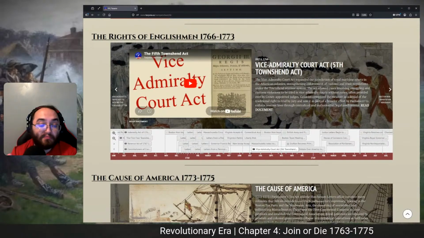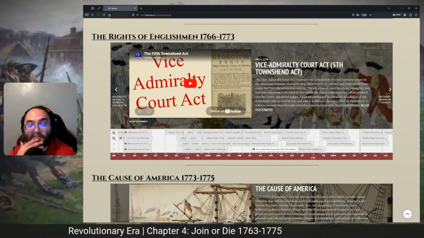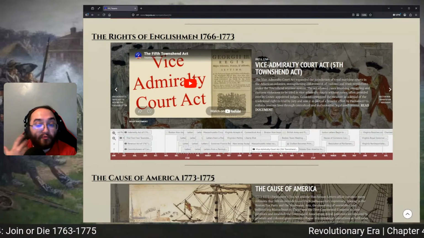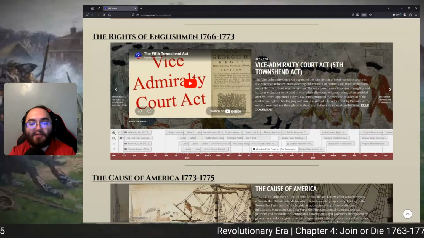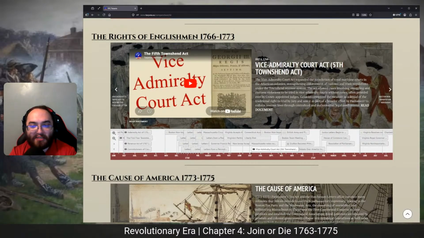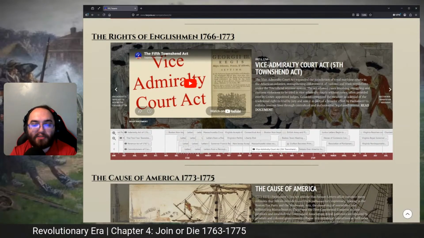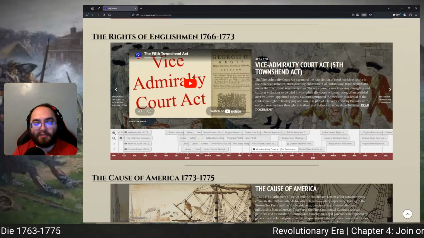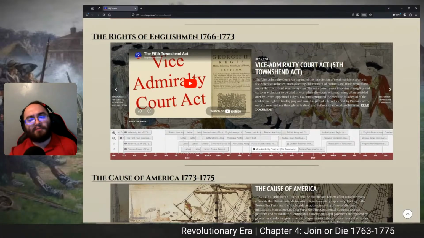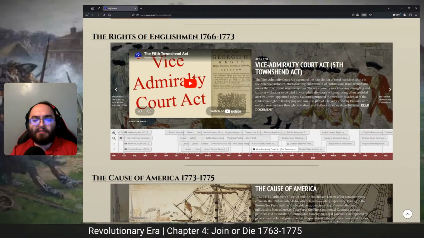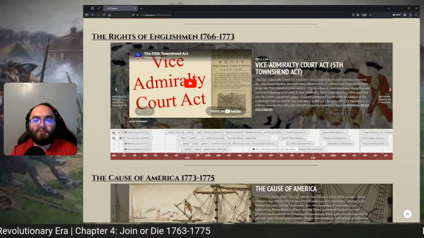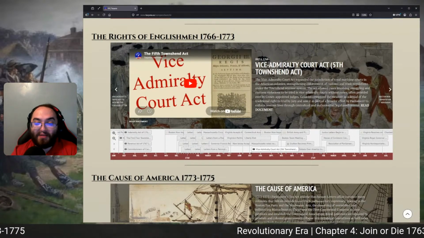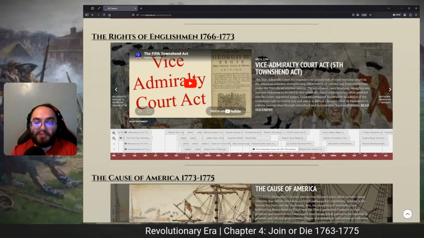So you have the fifth Townshend Act, which was passed over a year after the other four. And so this is the Vice Admiralty Court Act, which expanded the jurisdictions of royal maritime courts in the American colonies, strengthening enforcement of customs and trade regulations. Under the Townshend revenue system, the act allowed cases involving smuggling and customs violations to be tried in Vice Admiralty courts without juries, often presided over by Crown-appointed judges.